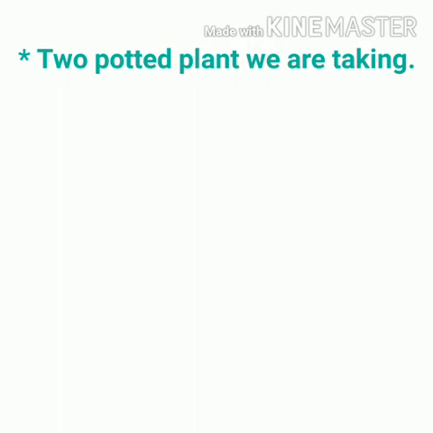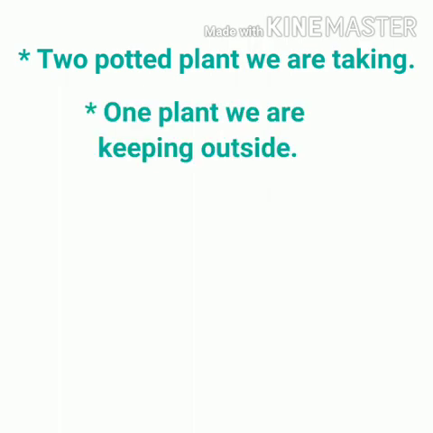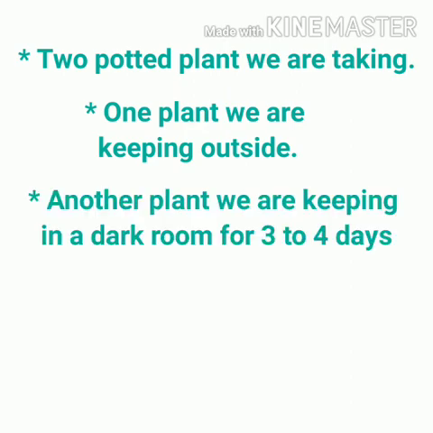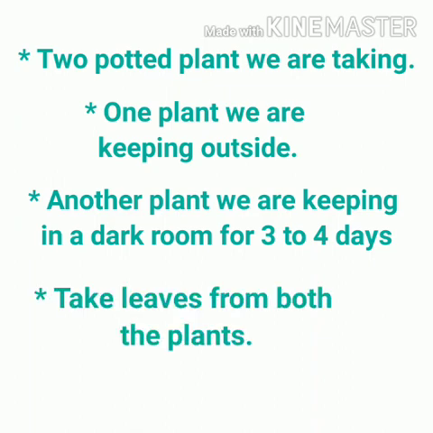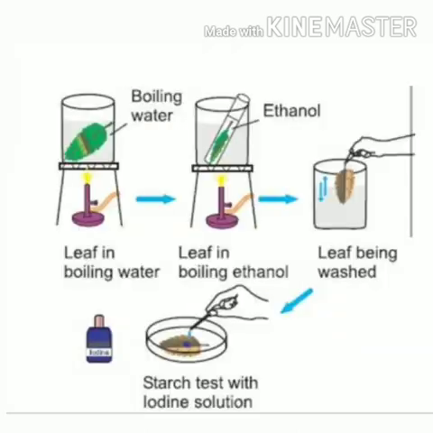We are taking two potted plants. One potted plant we keep outside, and one we keep for 3-4 days inside a dark room. Afterwards we remove this plant outside, and we take its leaf as well as the leaf of the plant which we kept outside. Both leaves we put in boiling water. Why boiling water? To make the leaf soft.